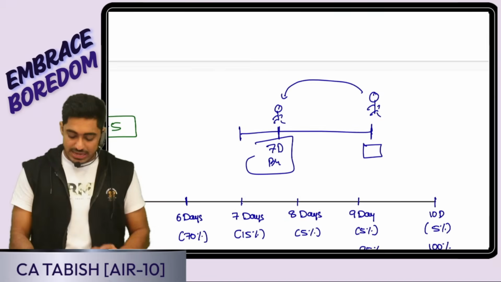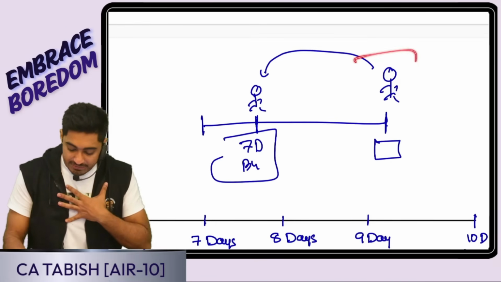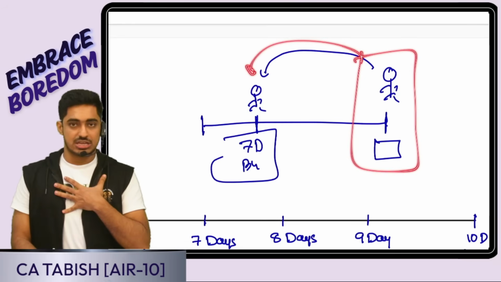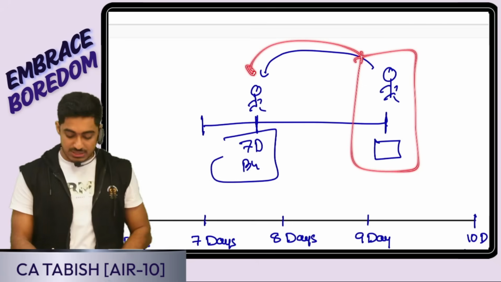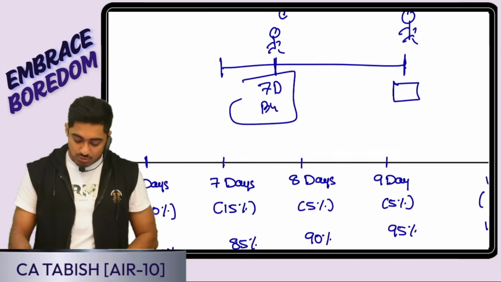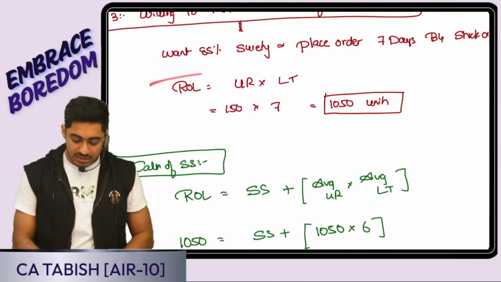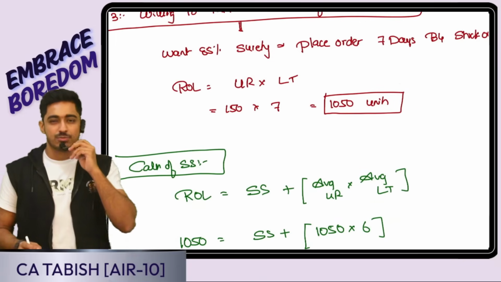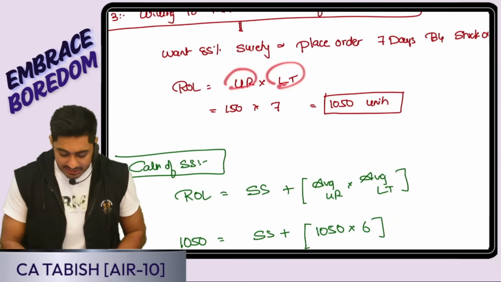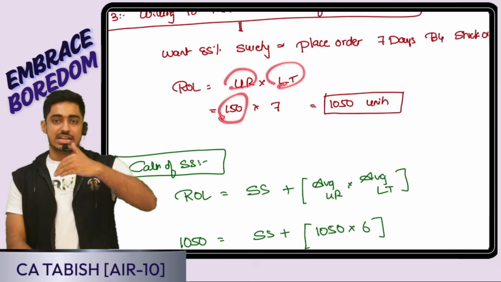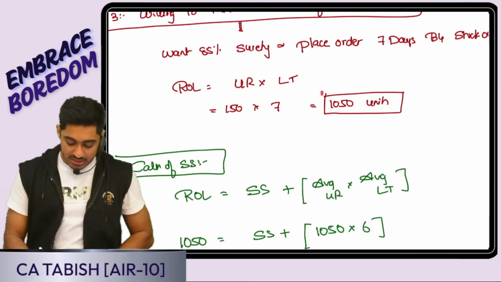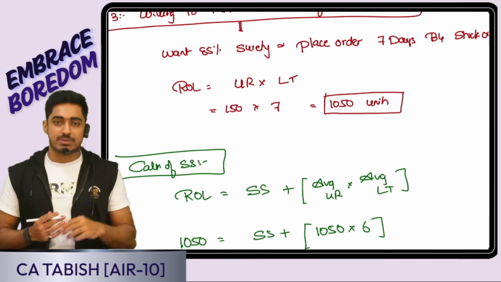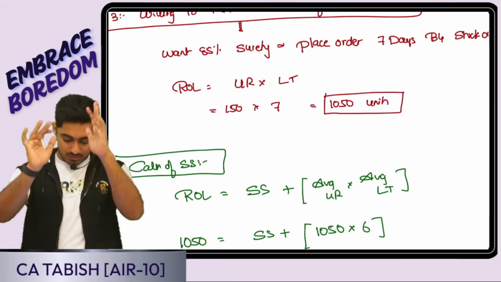Yes or no? I am telling the boss that at least 7 days before stock out I should be placing an order, and daily I will be consuming 150 units. That means 150 into 7, 1050 is going to be my reorder level. Yes or no, everyone? The basic formula of reorder level is usage rate into lead time. Here my daily usage rate is 150, and at least 7 days before I should be placing an order. That means when I have 1050 units, I should be placing an order. Is this clear? Okay, fine.